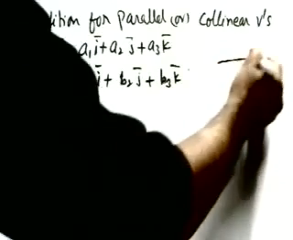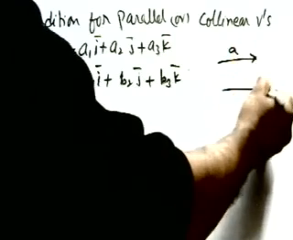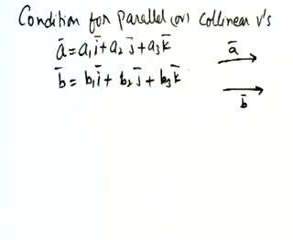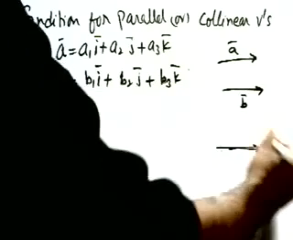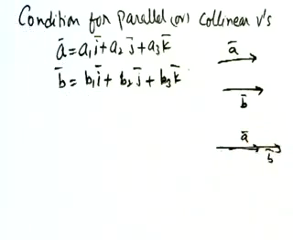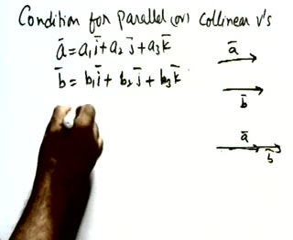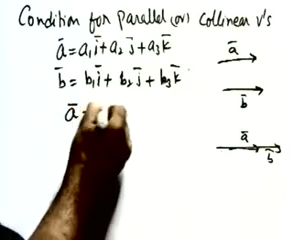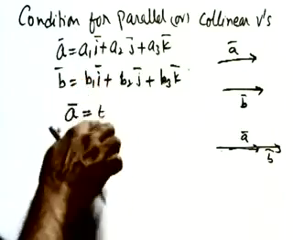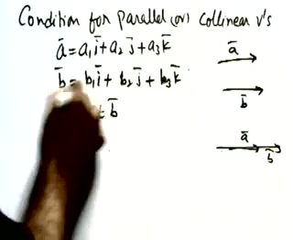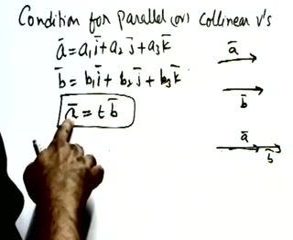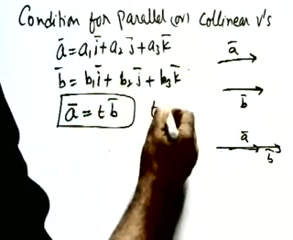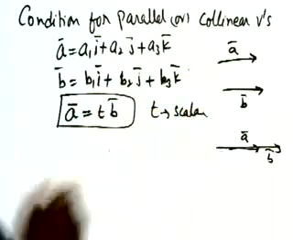Now, the condition for collinear or parallel vectors. Suppose we have two parallel vectors, A is parallel to B. This is vector A, this is vector B. The condition for collinear or parallel vectors has two forms. One condition is vector A equals some scalar t times vector B, where t is any scalar.